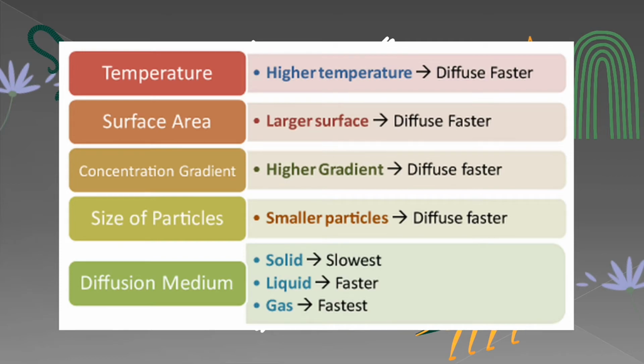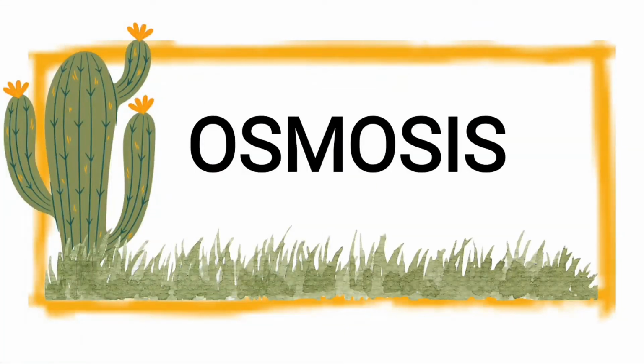And we also have the size of particles. The smaller the particle, the faster the rate of diffusion. And also we have the diffusion medium. Diffusion is fastest in gas. For example, perfume spreads very fast in gas. In liquid, it is slower, that is the spread of water. And in solid, it is the slowest. So these are the factors that affect the rate of diffusion.